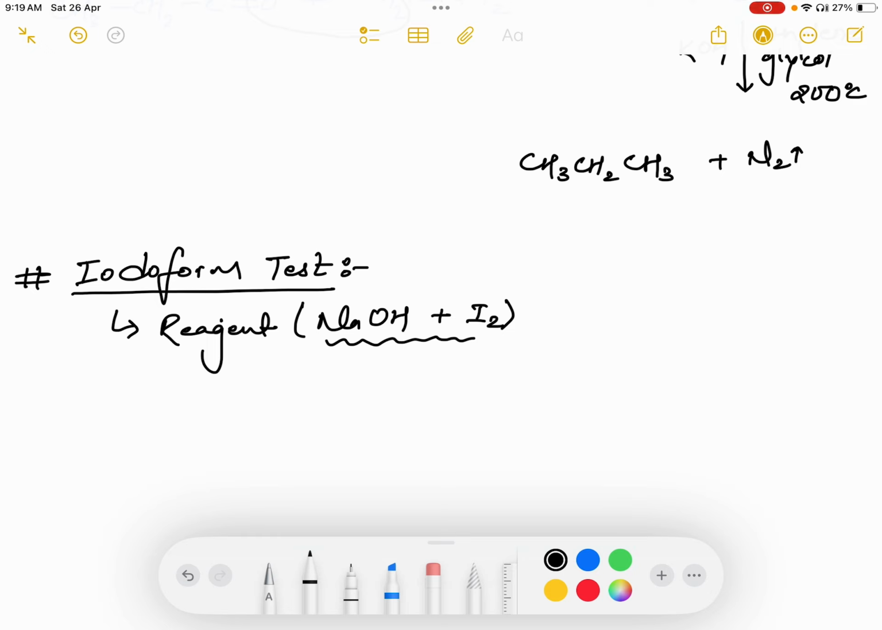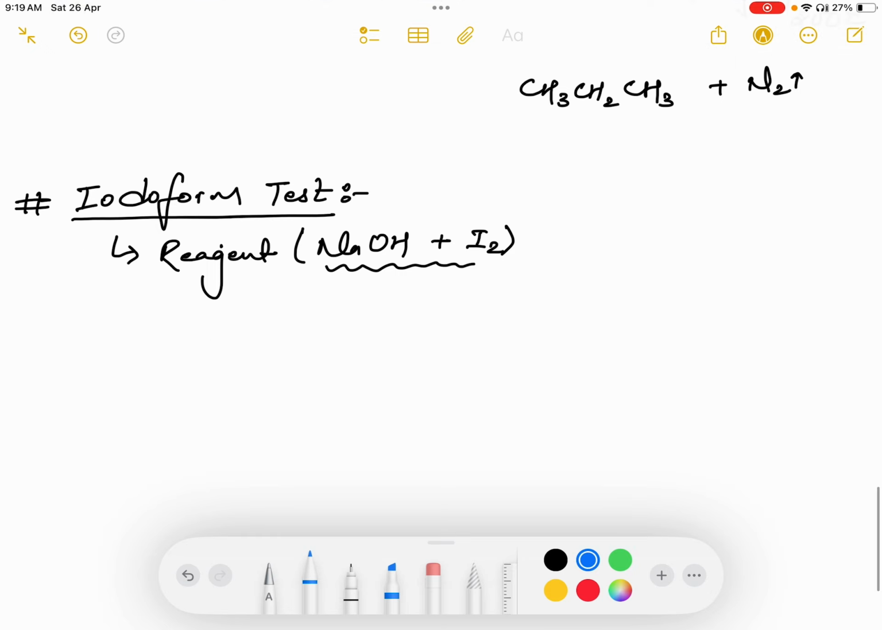Now what type of aldehyde will give a positive test and what type will give a negative test? I think I told you that for the iodoform test, the necessity is that there should be a carbonyl carbon, and the carbonyl carbon should be connected with a CH3 group. If it is there, only then the iodoform test will be positive, otherwise it will be negative.